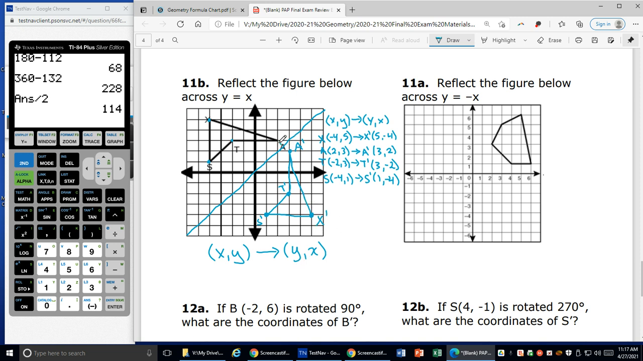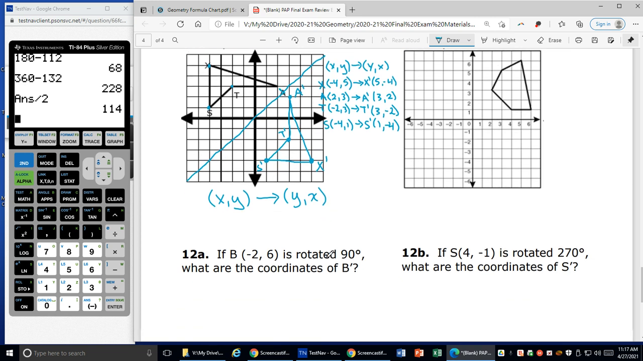And you can see that each point is the same distance. If I go across diagonally, 1, 2, 3, 4 and a half, 1, 2, 3, 4 to get to its image. If I were to fold along this blue line, these points would line up perfectly with these points.